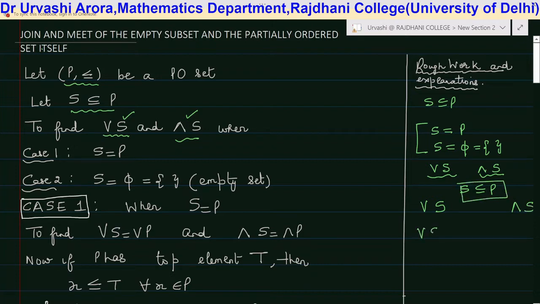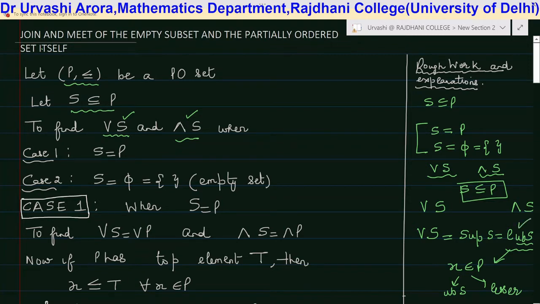Now, as far as join of S, or V of S, is concerned, then V of S or join of S stands for the supremum of S or the least upper bound of S, provided the supremum of S or least upper bound of S exists. What do we mean by least upper bound of S? The least upper bound of S is that upper bound of S which is the least of all upper bounds of S, which means least upper bound of S is that element x belonging to P which is not only an upper bound of S but it is lesser than any other upper bound of S. This is what we mean by the least upper bound of S.